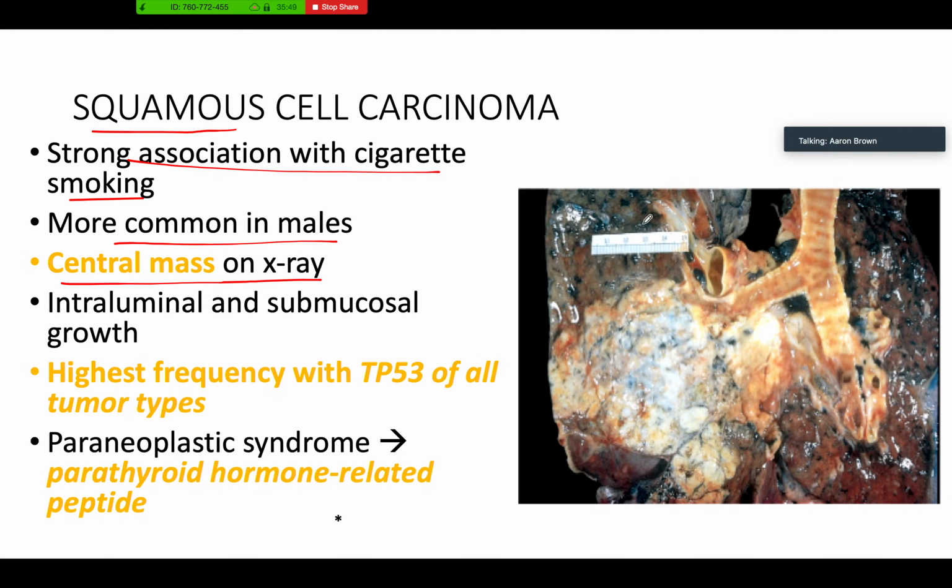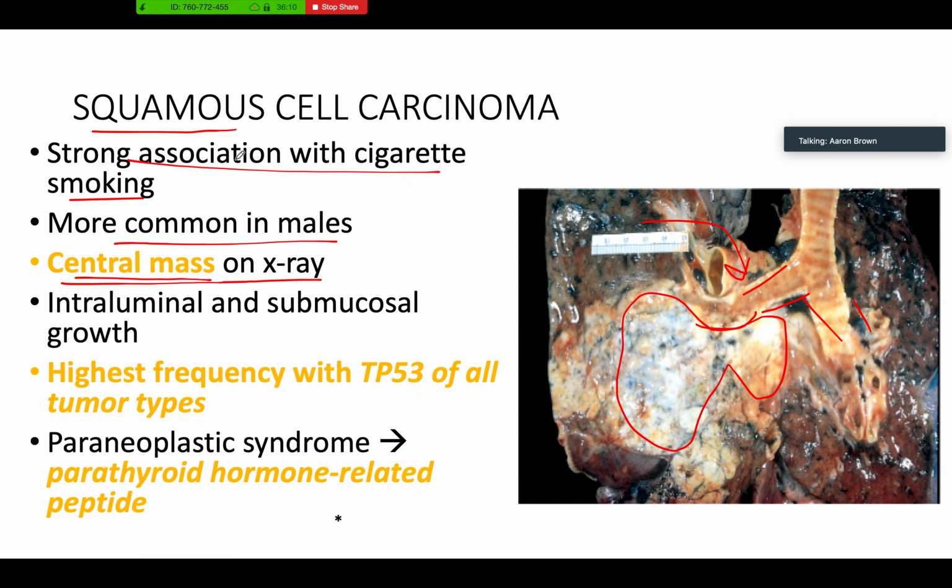And so you can see here in this picture, here are our bronchi coming off. And you can see all of this is going to be our small cell cancer. It's a giant pathology slide of small cell cancer. And you can see this is more central, right? I think we could agree that this is towards the middle of the lung. So this would be a central mass on X-ray.